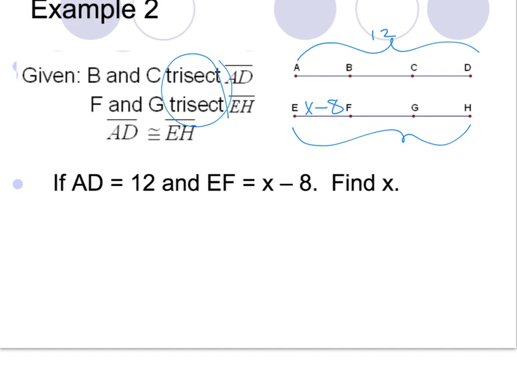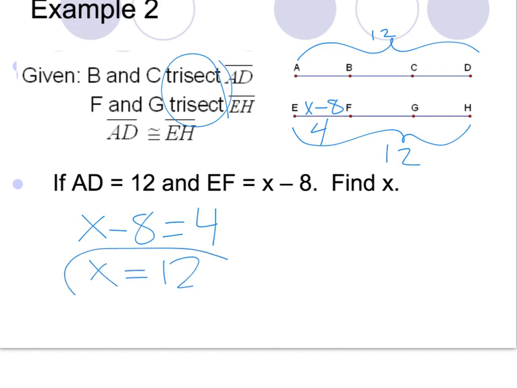Well, any ideas what EF could equal? Well, if AD and EH are congruent, then this is also 12, right? And if it was trisected, that guy would equal 4. So x minus 8 equals 4. X equals 12. It is a coincidence that it is 12, and the overall segment length is 12. X is just 12, allowing EF to be 4. That is so darn cool.